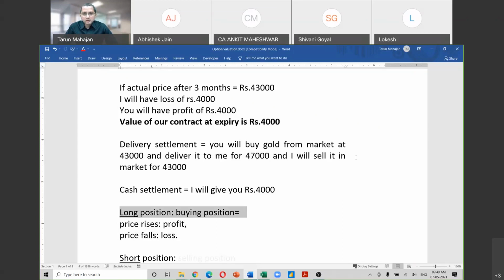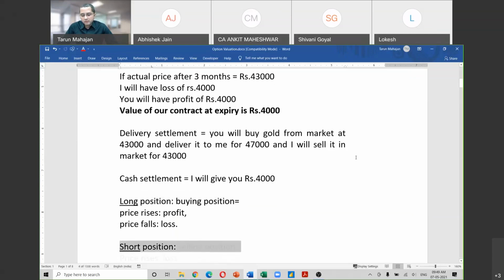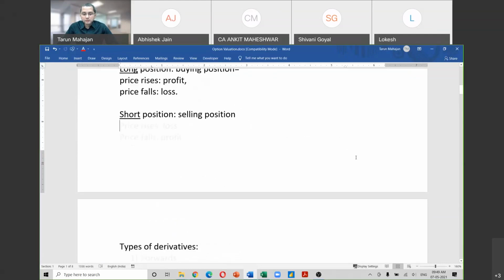So one who is bullish and ready to buy takes a position called the long position. We don't call it buy because I'm not currently buying. I agreed to buy after 3 months, and that is called the long position. One who is bearish will be ready to sell, so he'll enter into a contract to sell in future. This is called the short position or selling position.